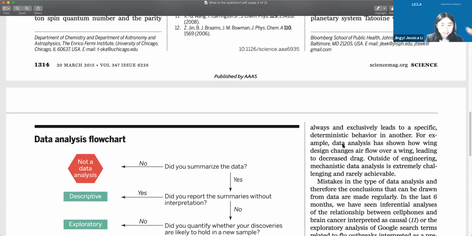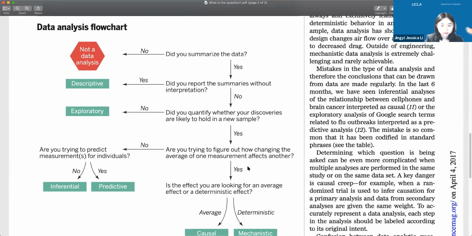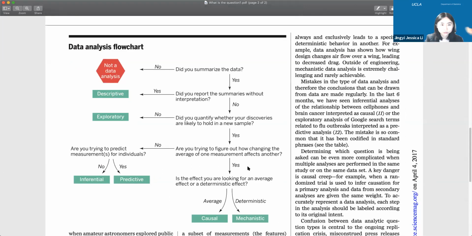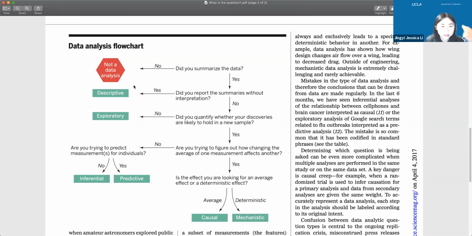But this graph I think is the key point of this paper. It's called a data analysis flow chart. I think it's a good way to walk through the steps when you design your statistical analysis. For now, probably a lot of answers are not so clear to you, but you can revisit this chart after taking this class and see if you understand it better.